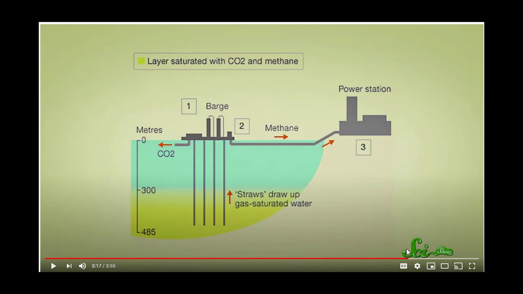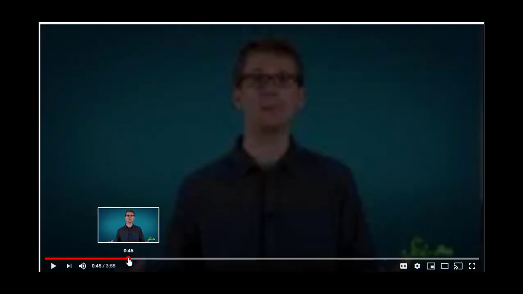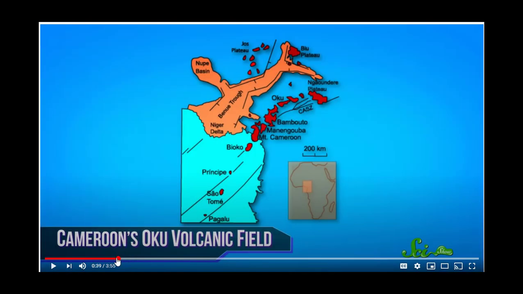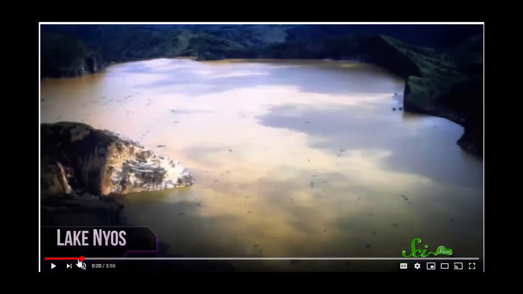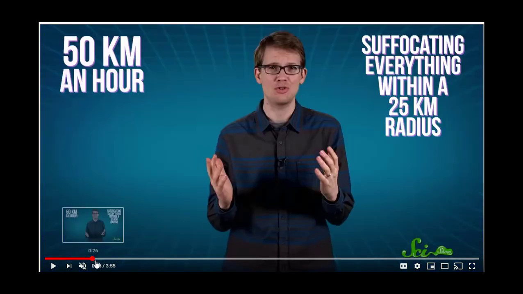And it just was really amazing that the volcanic eruption, what did they say, 25 kilometers? I'm trying to go back here. 25 kilometers, which a 5K is 3 miles, so affected 15 miles of area. Here we go. Suffocating everything within 15 miles.